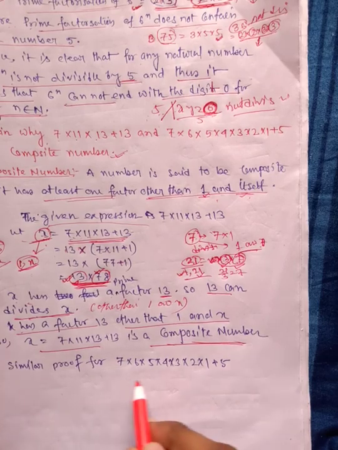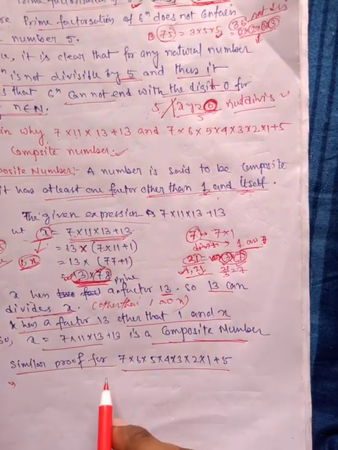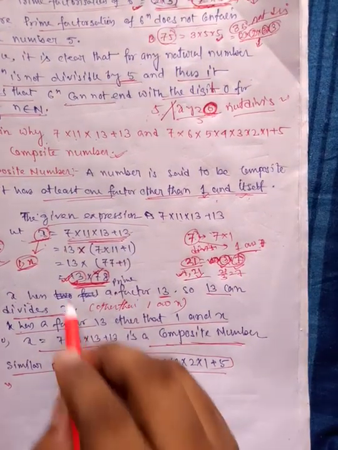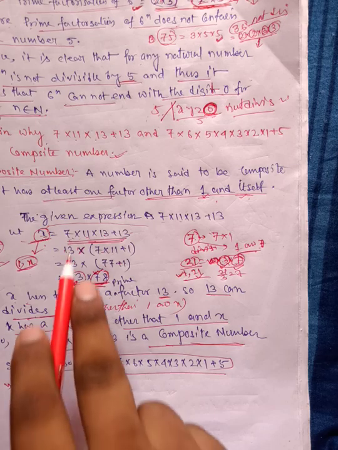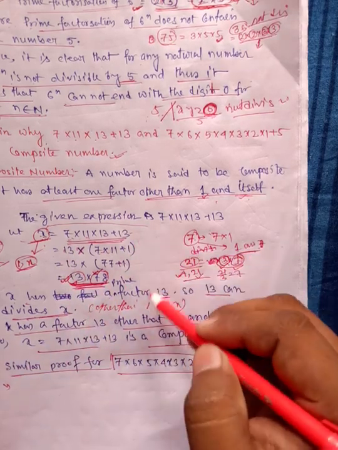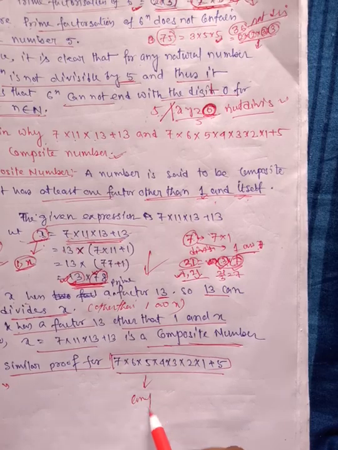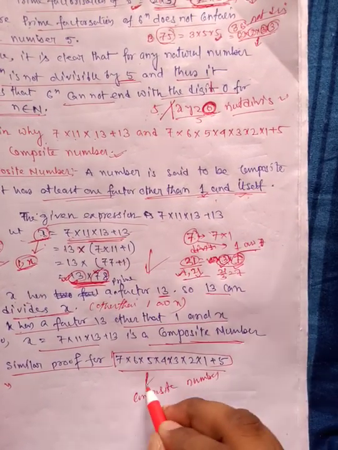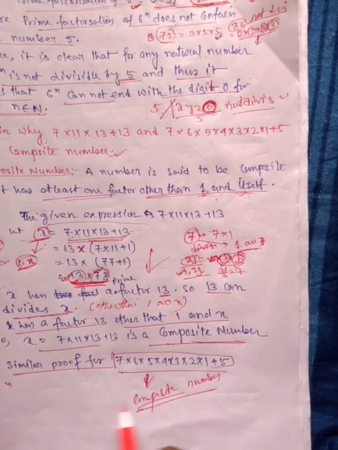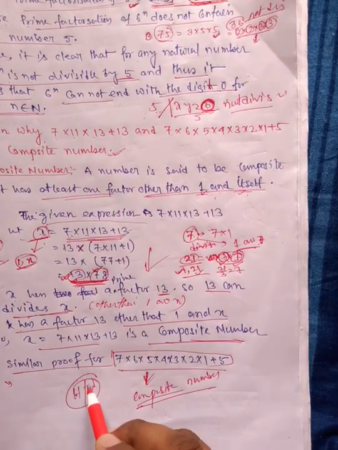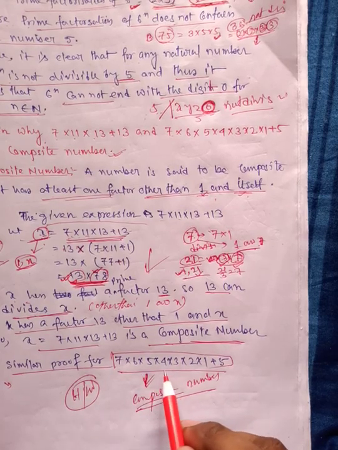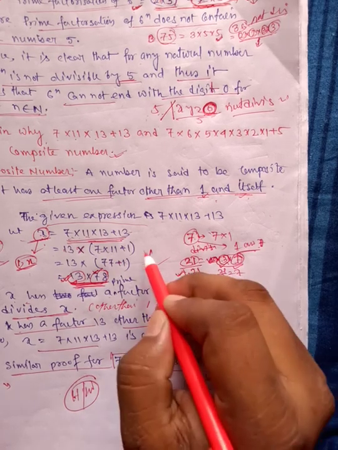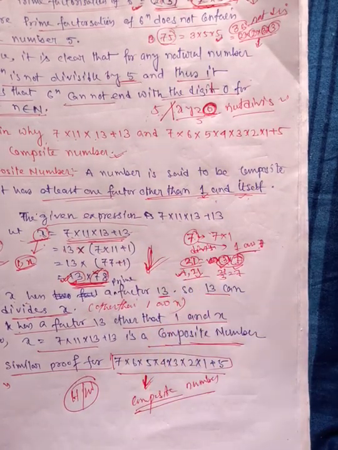And for this it is also a similar proof. You can show this is a composite number by a similar process to what we have done here. I am leaving this solution for you as homework. All of you try this. For solving this, it is a composite number, and use the method I have already discussed here.